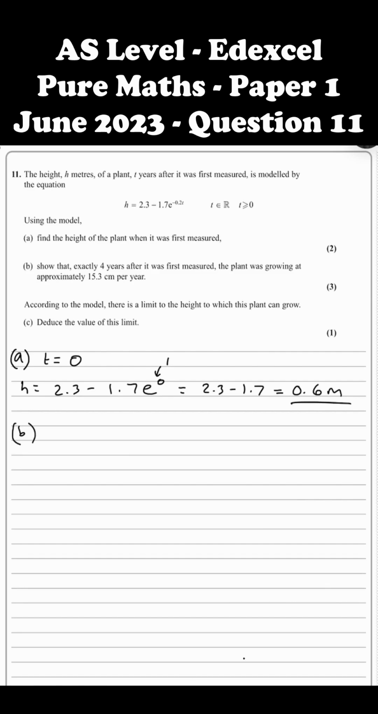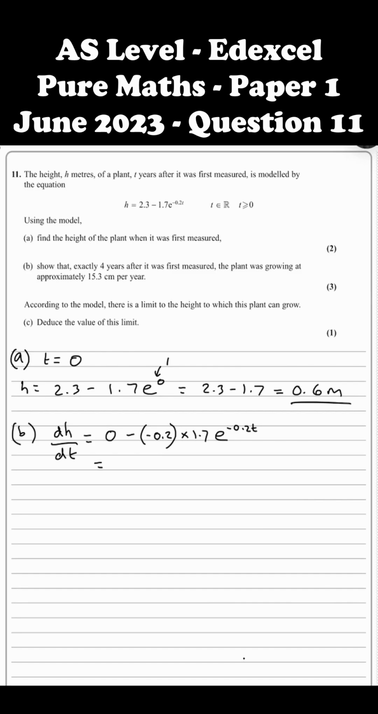Part B. Show that exactly 4 years after it was first measured, the plant was growing at approximately 15.3 centimetres per year. So in order to find the rate, we're going to need to differentiate. So dh/dt. 2.3 differentiated just gives you 0, as there's no t terms there. Then we will do minus. To differentiate the exponential function, what we need to do is multiply the term by the power that the e is going to. So we're going to multiply it first by the minus 0.2, and then we still have 1.7 lots of it, and then we do not change the power that the exponential function is attached to.